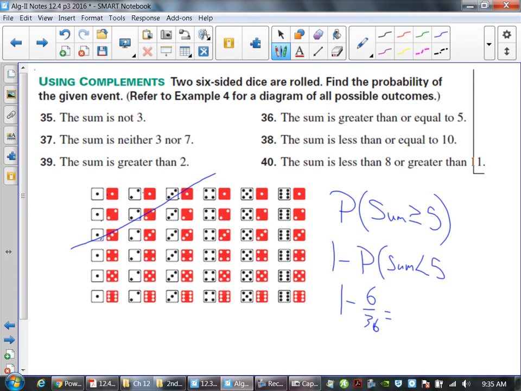What did you count? Less than 5. Oh, because I wanted to be greater than or equal to 5, so I'm going to count everything that's less than 5. Okay. So 4 and below, there's only 6 of those. So that means 36 over 36 minus 6 over 36 is?